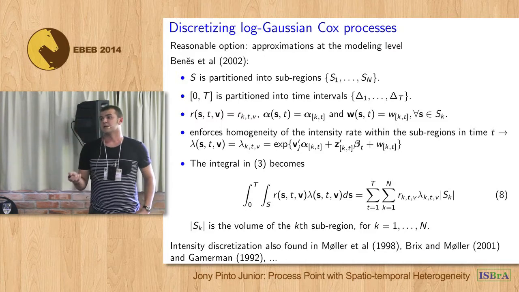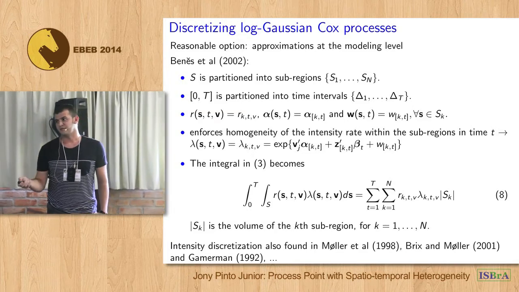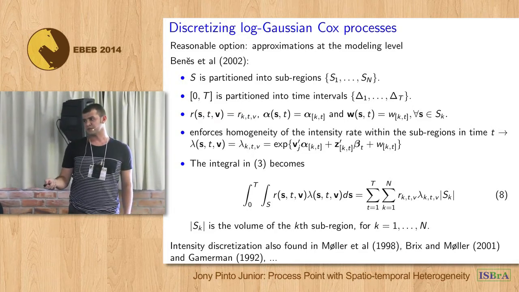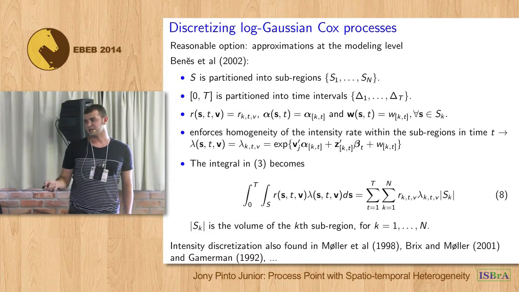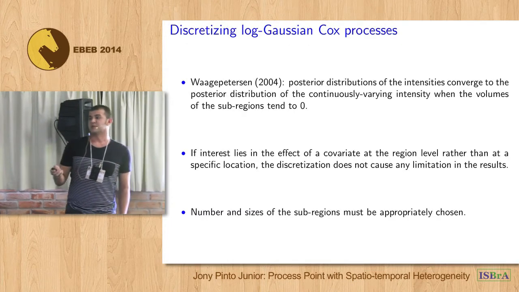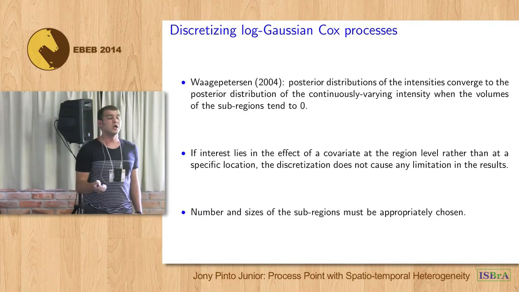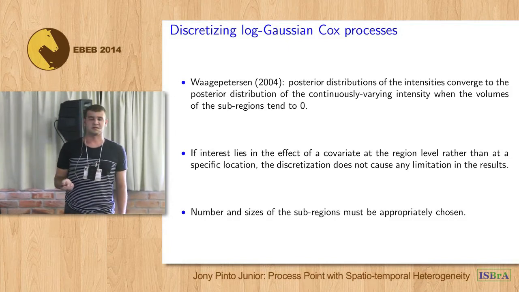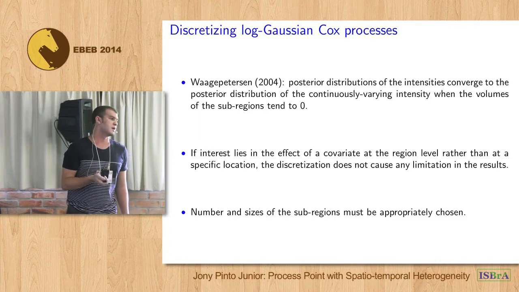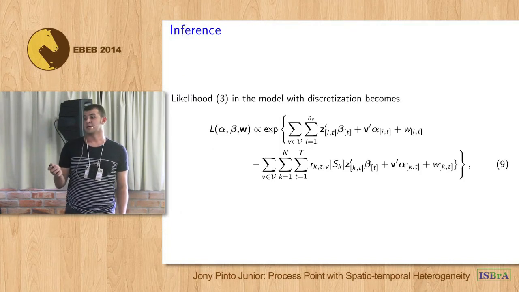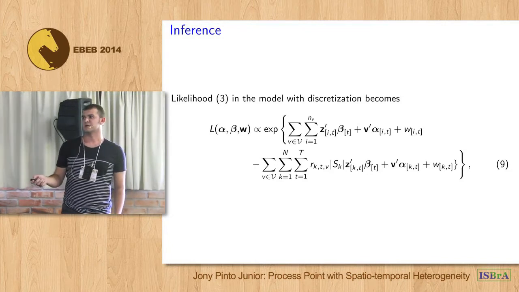So, intensity discretization is found in many papers, like Miller et al. 1998 and Gamerman 1992. Moreover, Waagepetersen in 2004 shows that the posterior distributions of the intensities converge to the posterior distribution of the continuously varying intensity when the volumes of the subregions tend to 0. And if we use the discretization of time and space, the likelihood is going to be given by the expression in 9.